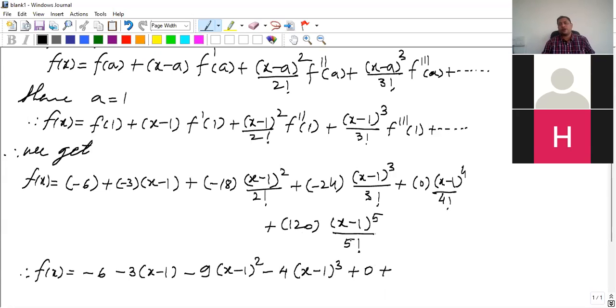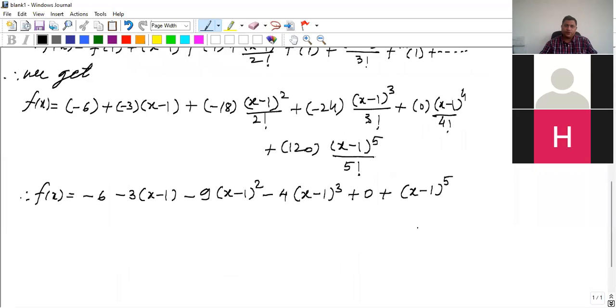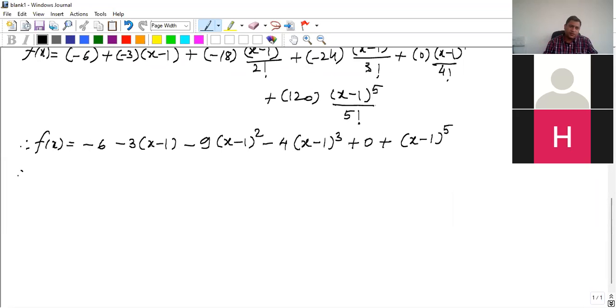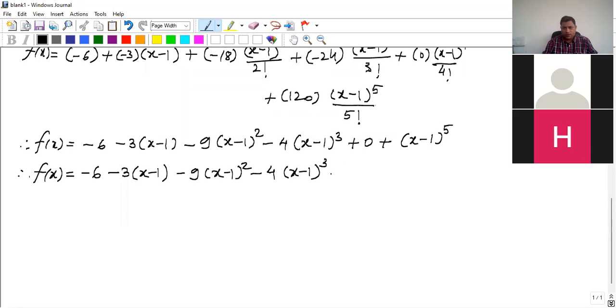Now this 5 factorial is nothing but 120. So this 5 factorial and this 120 will get cancelled and you'll be having the term x minus 1 bracket raised to 5. Okay. So we got x minus 1 bracket raised to 5. Now if we simplify this, f of x is equal to minus 6 minus 3 x minus 1 minus 9 x minus 1 square minus 4 x minus 1 cube and plus we'll be having x minus 1 bracket raised to 5.